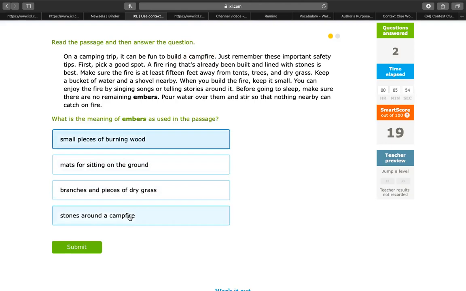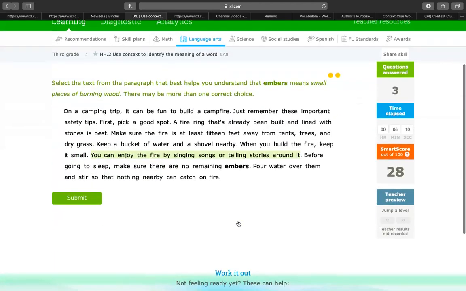And I'm only using this third grade one as an example. You start there, and then your goal is to move to the 9th, 10th, 11th and 12th grade levels, where it's going to be just a little more difficult. So let's see if we can get this section of embers here.